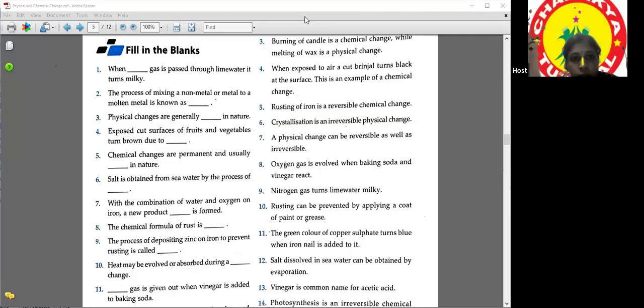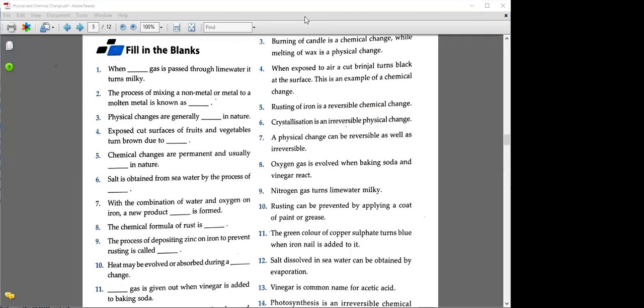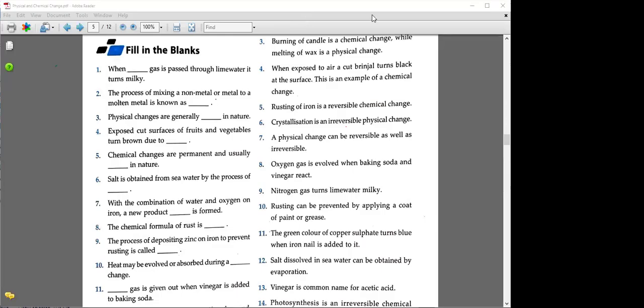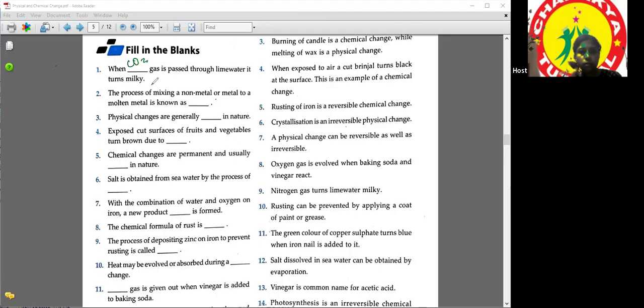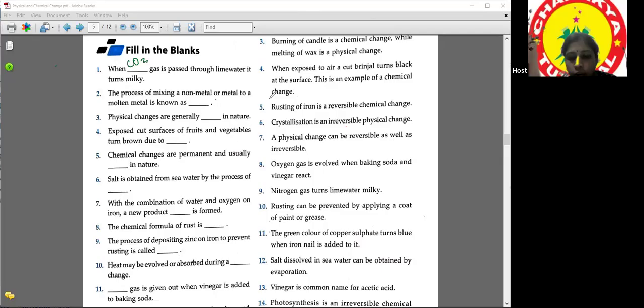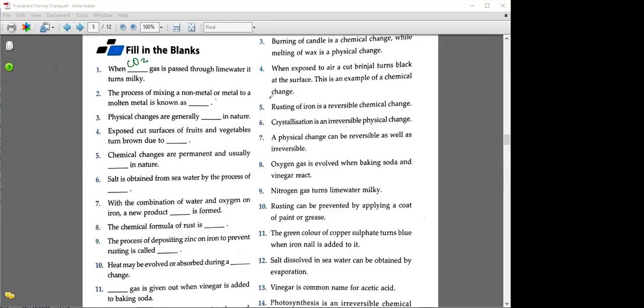When the gas is released, is it calcium carbonate? Calcium carbonate is not a gas. One is carbon dioxide, CO2. Right, second now. Process of mixing a non-metal or metal to a molten metal is known as. I sent the answer. Waiting for the rest of you quickly. The second one, right? Second one, yeah.